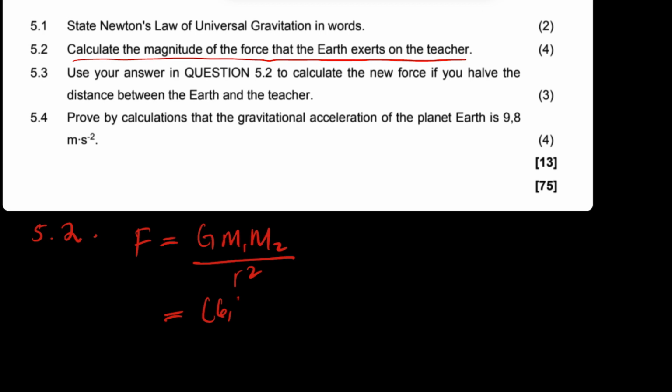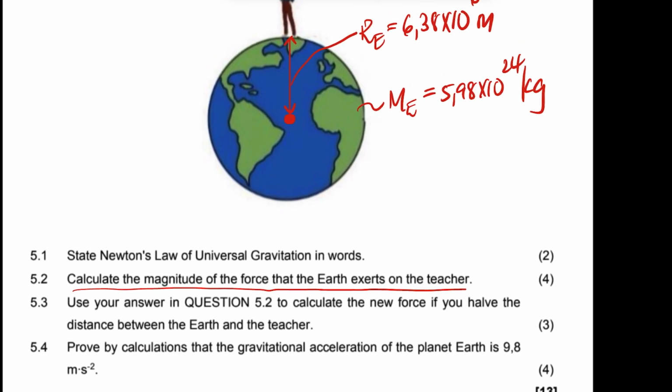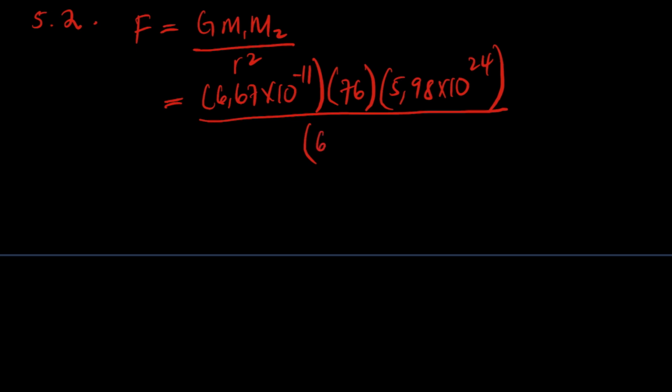G is a constant as well, 6.67 times 10 to the power negative 11. Mass 1 is the mass of the teacher, which is 76 kg, and mass 2 is the mass of the Earth, which is a constant, 5.98 times 10 to the power 24. You don't have to memorize that. We divide by the radius, which is the distance between them, also a constant, 6.38 times 10 to the power 6, squared.